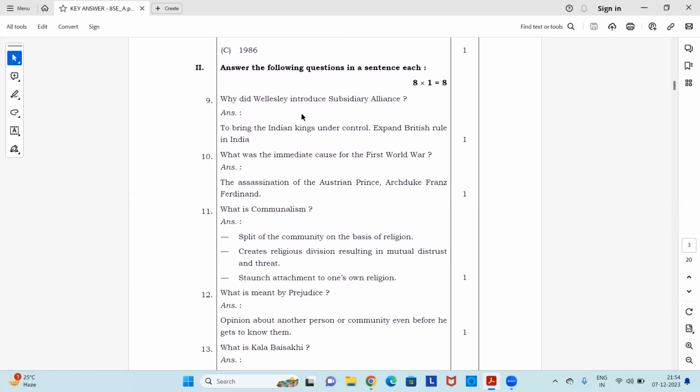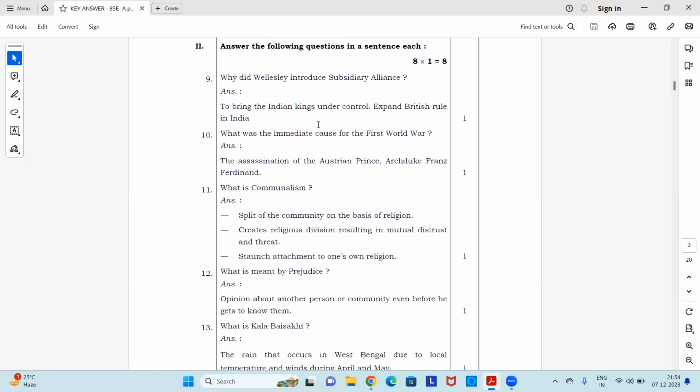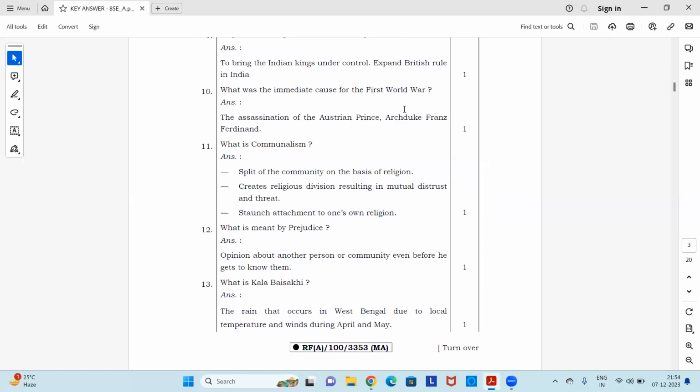So why did Wellesley introduce subsidiary alliance? Answer, to bring the Indian kings under control and expand British rule in India. This was the main objective. So you have written the main point and you get 1 mark. Next, what was the immediate cause for the First World War? Answer, the assassination of the Austrian prince Archduke Franz Ferdinand. So this was the immediate cause which broke out the First World War.